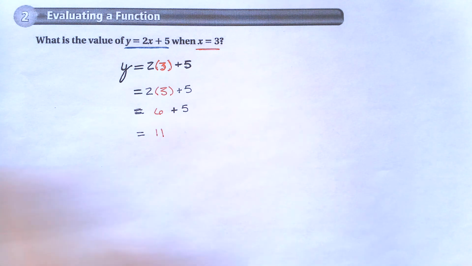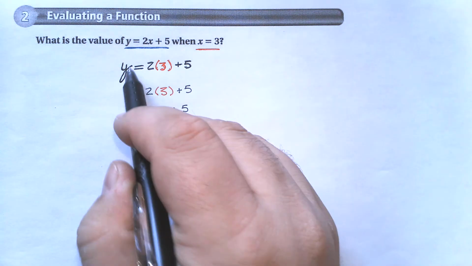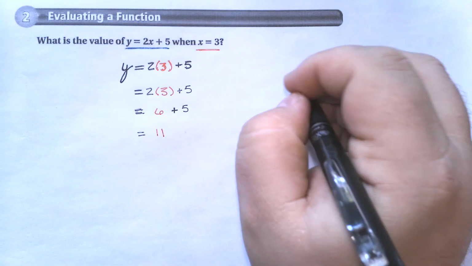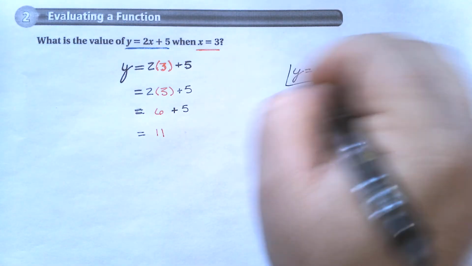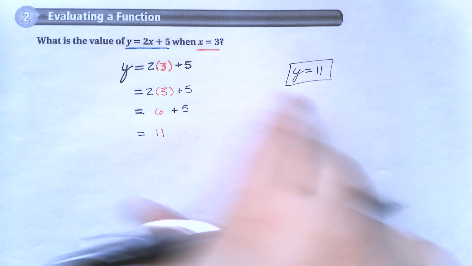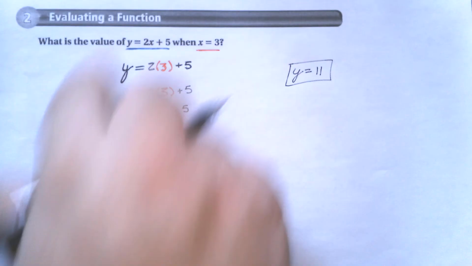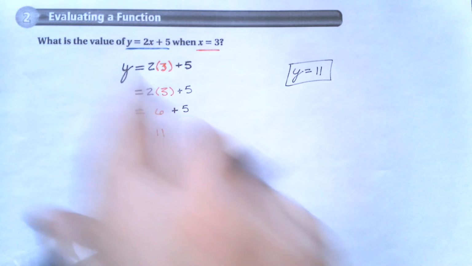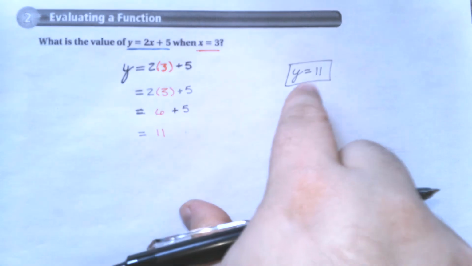So what this is telling me is when x equals 3, y equals 11. So y equals 11, and I have solved my equation. But if I was asked to interpret it or understand it, what all of this is saying, including what I used to solve it, is when x equals 3, y equals 11.